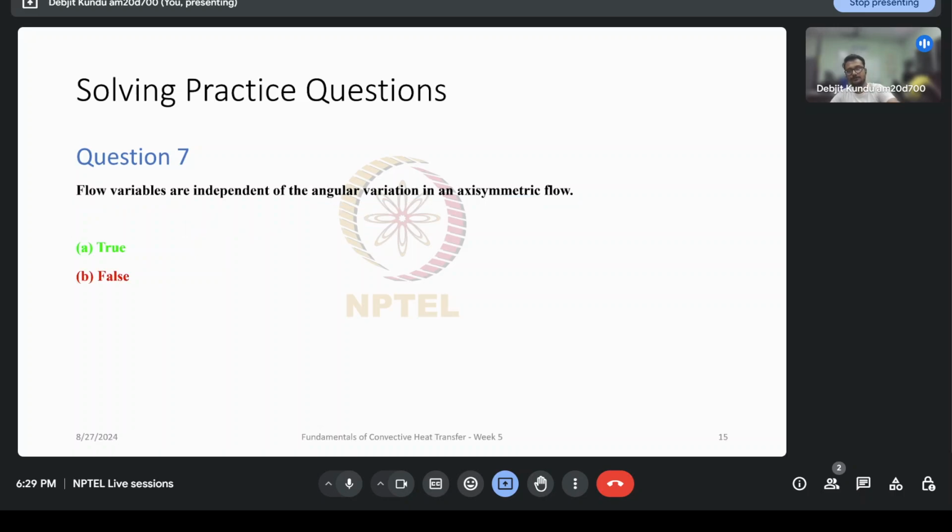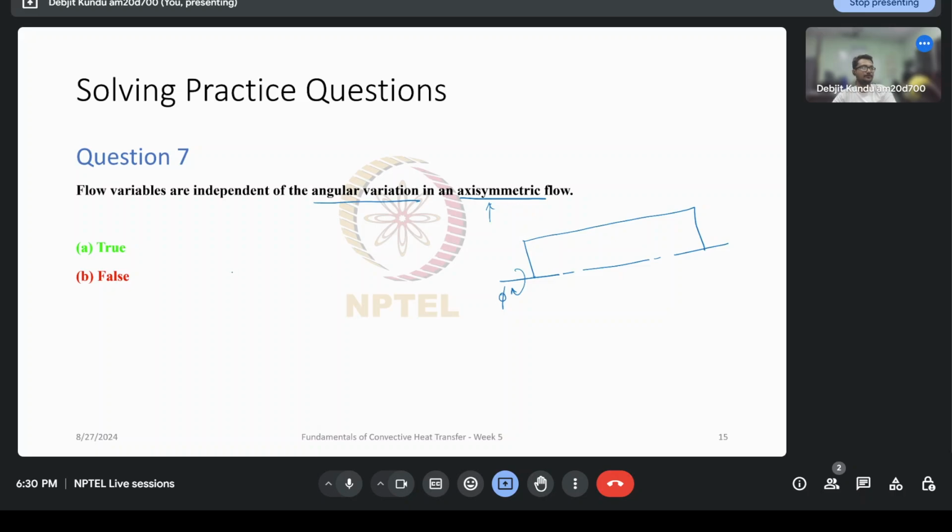So let's take a look at the solution. It is actually true. By definition, axisymmetry means that around the axis there is a symmetry. So if, instead of drawing the entire flow field, I just take one cut section like this and rotate it, that would give me the entire three-dimensional velocity field. So there is no variation in the phi direction. That's what axisymmetry means by definition. So obviously the flow variables are independent of the angular variation in case of an axisymmetric flow.